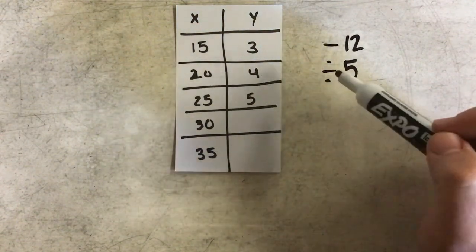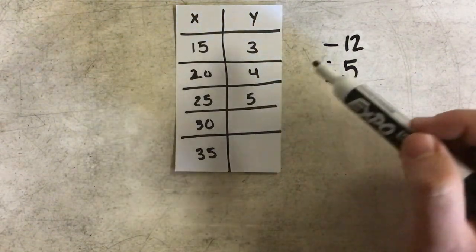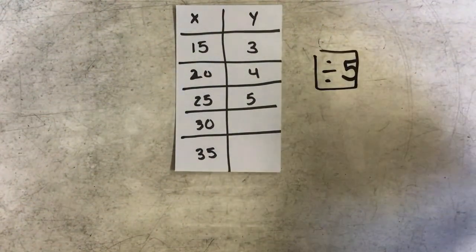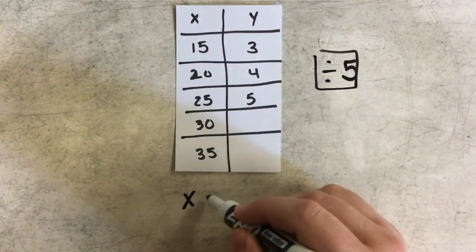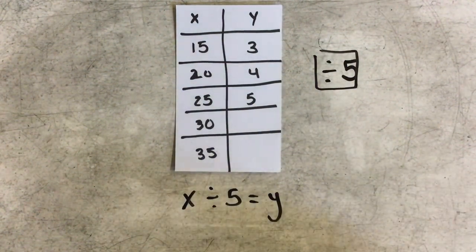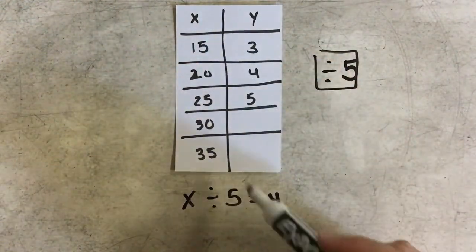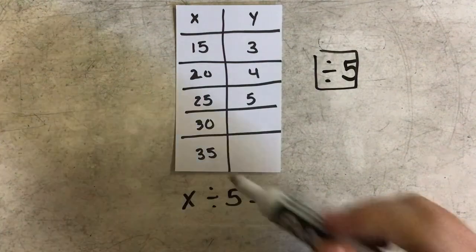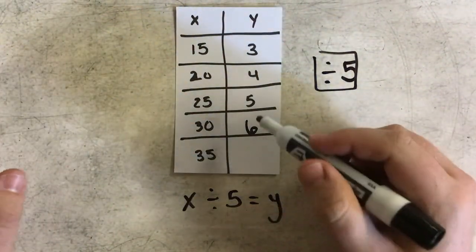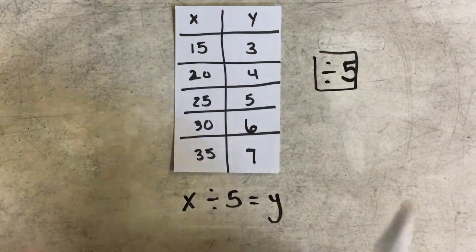But 20 divided by 5 gives me 4. And 25 divided by 5 gives me 5. So I know my rule must be dividing by 5. So if I divide x by 5, I end up with y. To continue my pattern, I'm just going to divide each of my x's by 5 to get my y. 30 divided by 5 is 6, and 35 divided by 5 is 7. Let's do one more example.